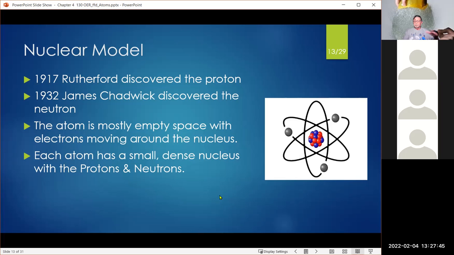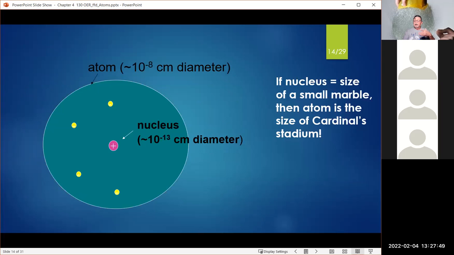So each atom has a small dense nucleus where the protons and neutrons exist. Another analogy would be if a nucleus is the size of a small marble, then the atom is approximately the size of a Cardinals stadium. So a lot of space in between.